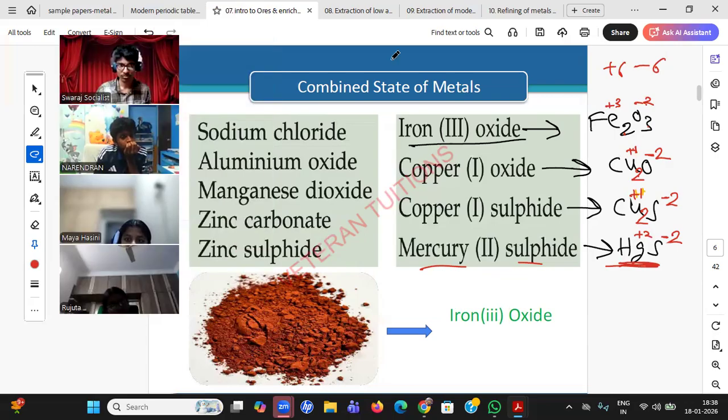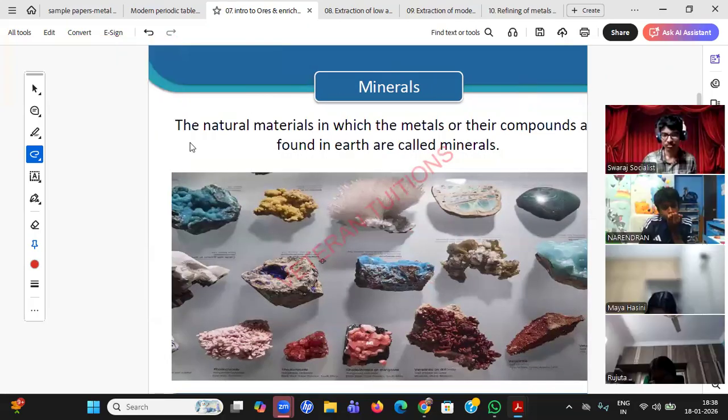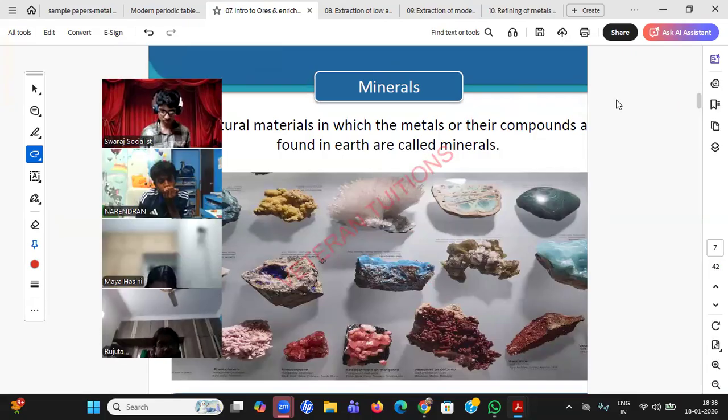So that is nothing but the state, students, above that, how much charge it should be. Fe3O4 is a wrong answer. Fe2O3 is right. Fe3O4 is a wrong answer. Okay, understood, Rujita, now? Yes, sir, got it.